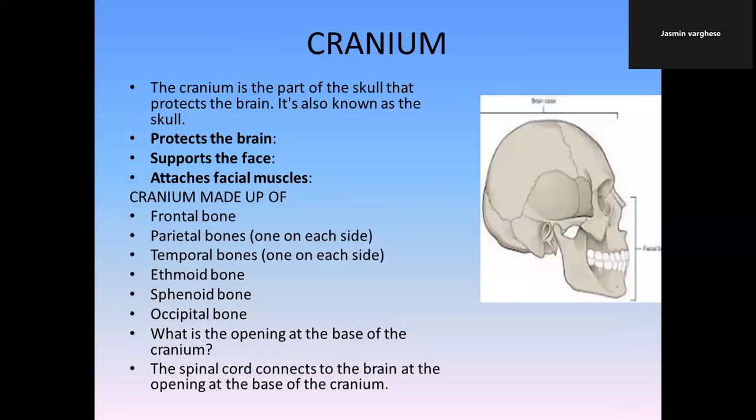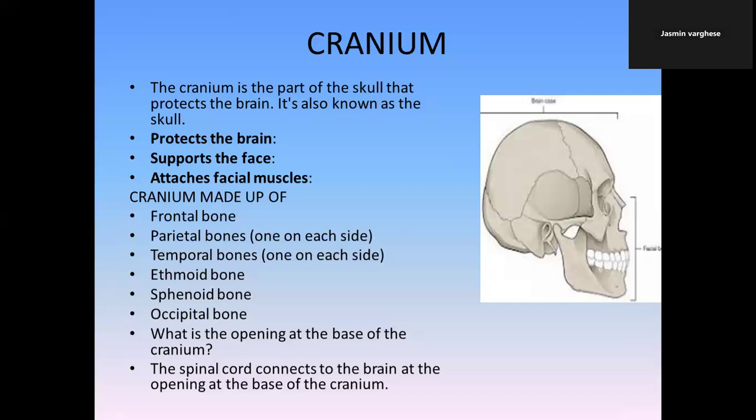Now we will see the last part, the outer covering of the brain, known as the cranium, also known as the skull. When we touch it, we can feel the skull, which is a bone. The cranium is the part of the skull that protects the brain. So what is the function of the cranium? It protects the brain, it supports the face, and it attaches the facial muscles. The cranium is made up of different bones like the frontal bone, parietal bone, temporal bone, ethmoid bone, sphenoid bone, occipital bone, etc.